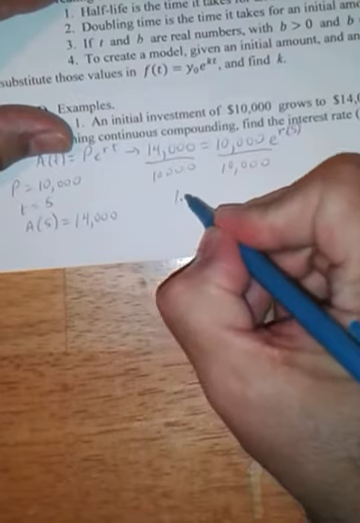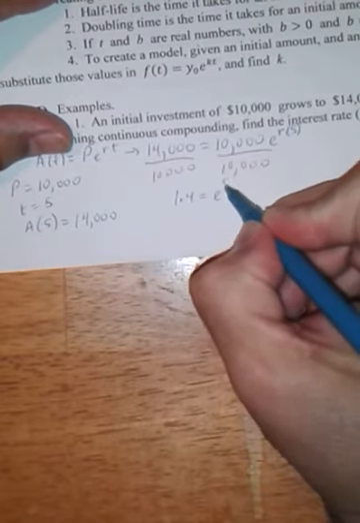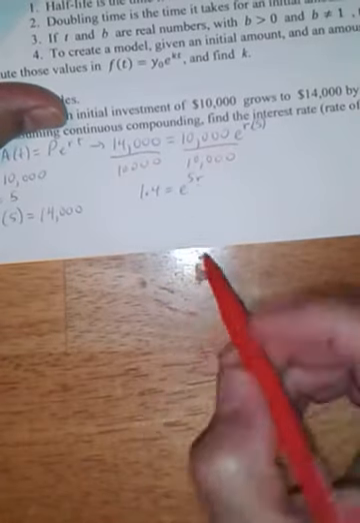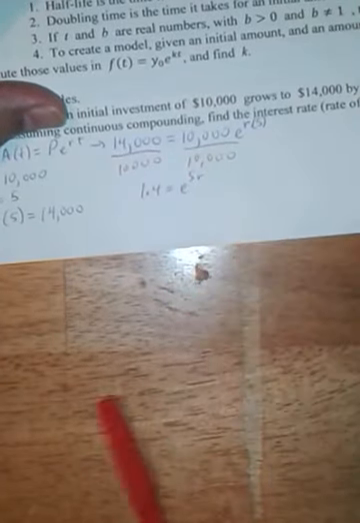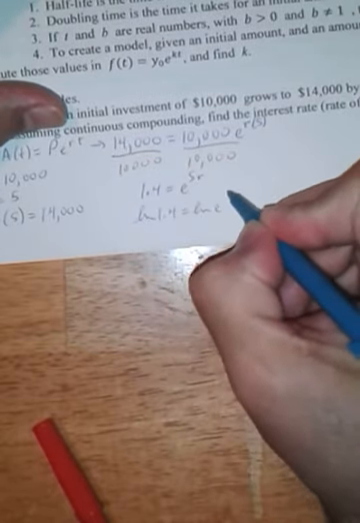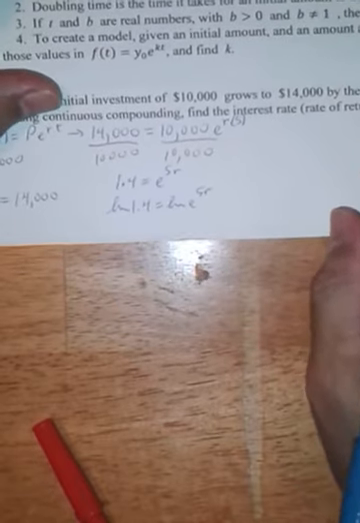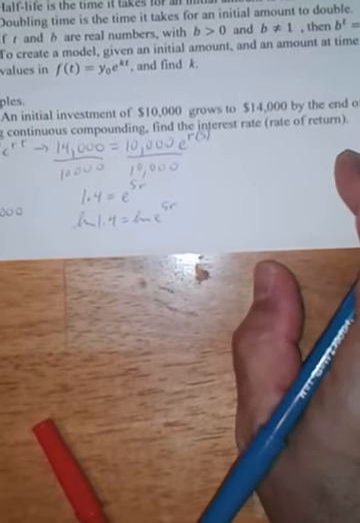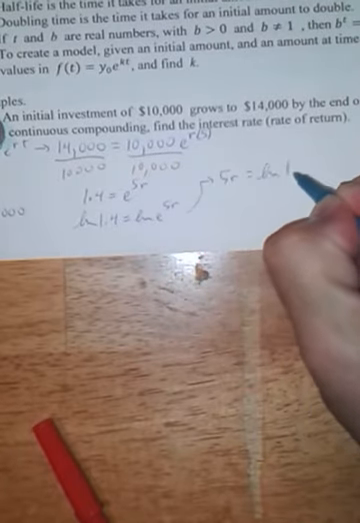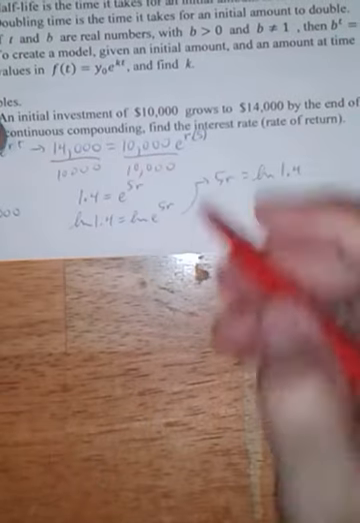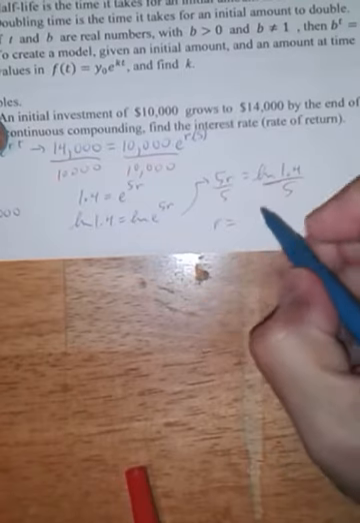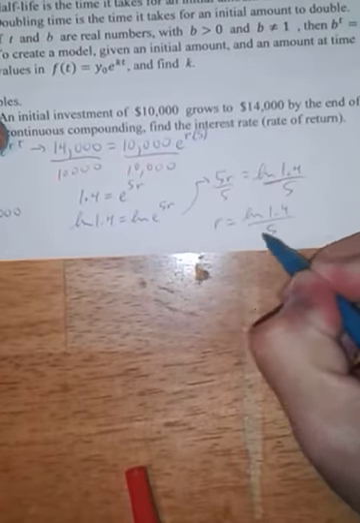So I have 1.4 equals e to the 5R. Because it's an exponential I'm solving for, I'm going to take the natural log of both sides. So I have natural log of 1.4 equals natural log of e to the 5R. Natural log of e to the 5R is, of course, 5R. So I then have 5R equals ln of 1.4. To solve for R, I divide by 5. And so I get R equals ln of 1.4 divided by 5.